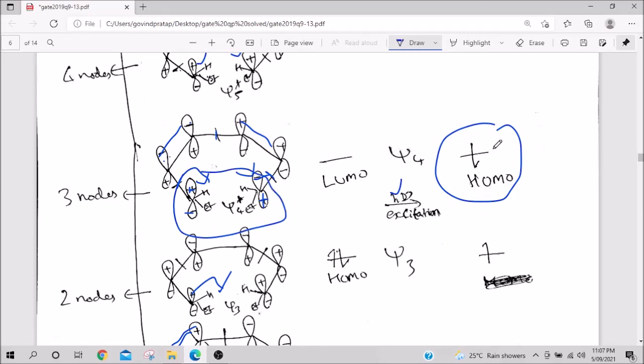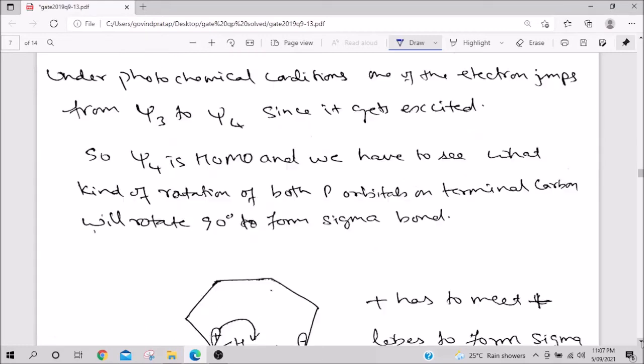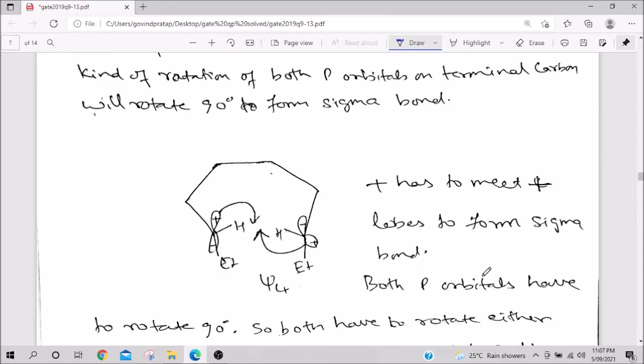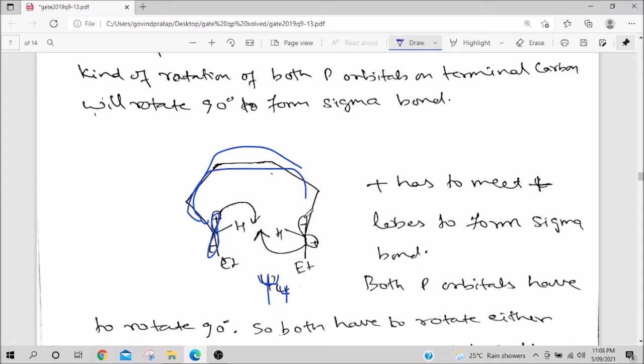So, now what happens? Let me draw it separately down and then I will show you. Yeah. So, this is what has happened. Psi 4 is the new HOMO under photochemical condition. Now, for the reaction to happen, plus has to meet plus or minus has to meet minus. So, imagine if this is going behind, and this p orbital is exactly on the plane. So, this part is perpendicular to the screen. It is still planar, but it is perpendicular to the screen.